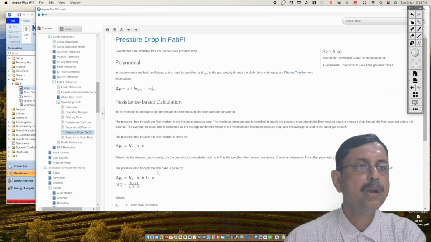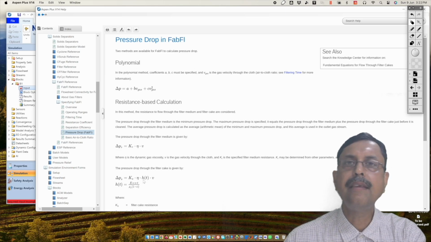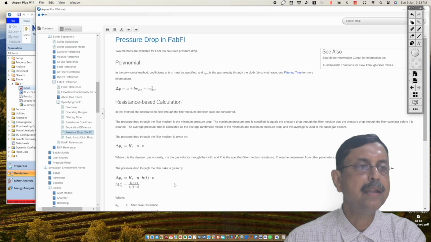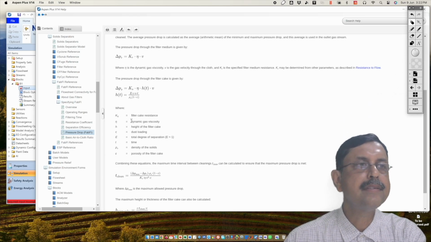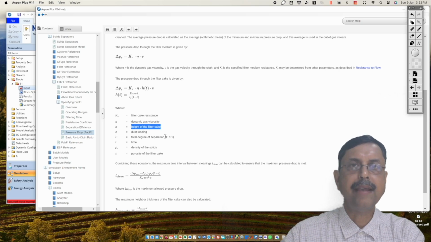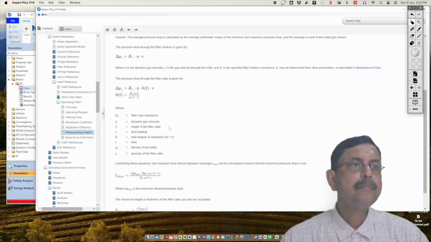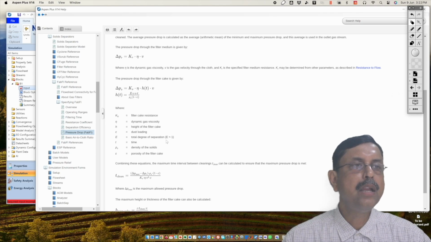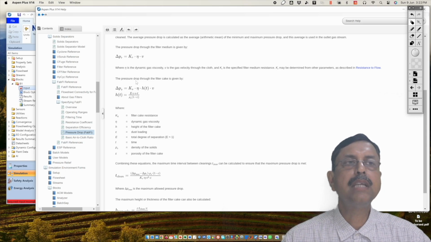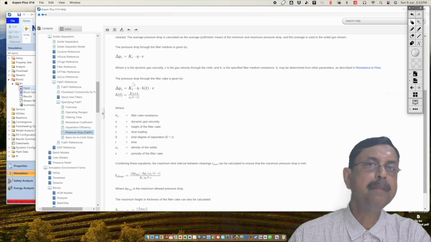This is the pressure drop of the filter cake. Delta P_S is K_S multiplied by eta into H_T into V. H is dependent upon time, where T is the filtering time. K_S is the filter cake resistance. Eta is dynamic gas velocity. H is the height of filter cake, because as the time progresses, the height will also increase. The height means the thickness of the filter cake. C is dust loading. E is the total degree of separation. T is time, and the density of solids and porosity of filter cake are also given over here. So based on them, you can find out the pressure drop. These are either available in the property database or you have to provide this data. So from there, Aspen Plus will calculate the pressure drop.